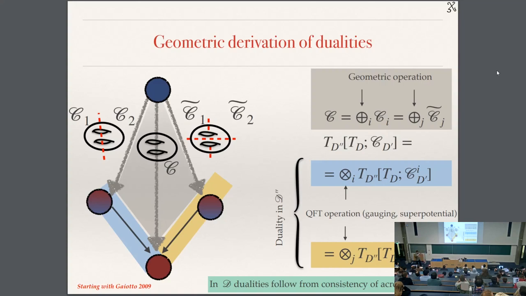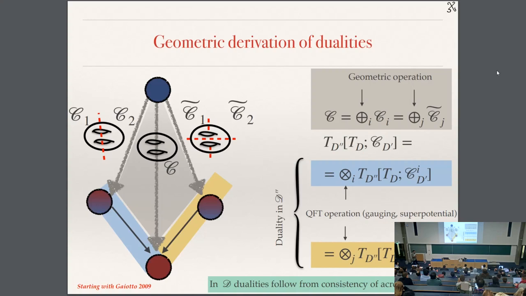Then you understand what this geometric operation of gluing together surfaces means in the field theoretic language, and typically it means gauging certain symmetries and turning on superpotentials. And then these two different ways of cutting the surface will produce two different Lagrangian descriptions, or in more generality two different lower-dimensional descriptions, of the same theory, and that is how you can derive a duality.